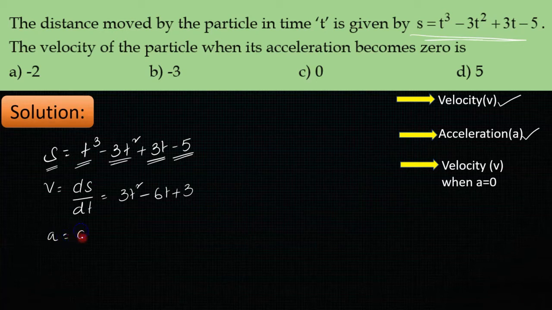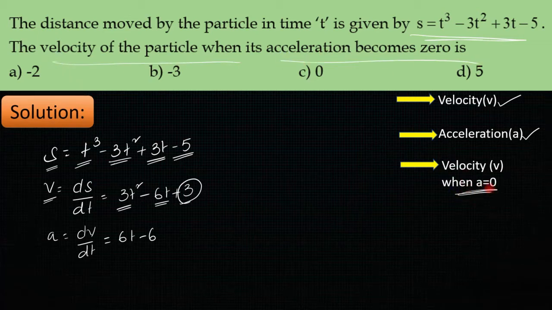a = dv/dt, that is differentiating v with respect to t on both sides, we get differentiation of 3t² is 6t, minus differentiation of 6t is 6, differentiation of 3 is 0. Now we find the velocity when acceleration is 0, that is a = 0. This implies 6t − 6 = 0. This implies t − 1 = 0. This implies t = 1.